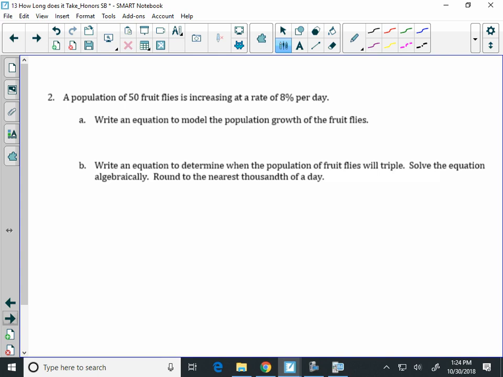So let's talk about the population of fruit flies here. Population of fruit flies starts with 50 and it's increasing by 8%. So I'm just going to set it up for you and you can finish solving. If I write an equation for the population of fruit flies, what equation would you write here? Y equals, we're on number 2 of the homework. I'll set this up for you. 50. Now if you're increasing by 8%, what would go into parentheses? 1.08 to the x. Okay, that part is easy.